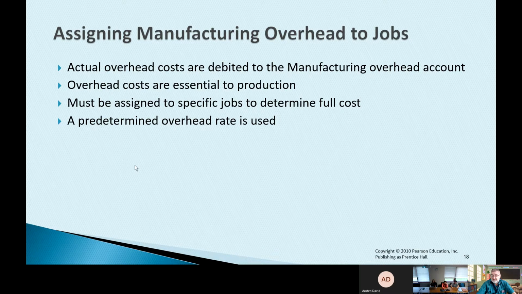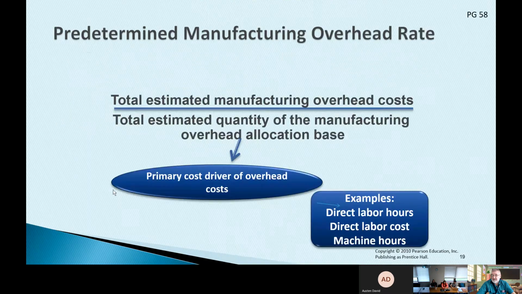Okay. It must be assigned to the specific job to determine the full cost. And there's a process for determining how we assign it to the jobs, and it's called a predetermined overhead rate. Okay, here's where I'm fixing to make your head spin. I'm trying to figure out how we get this predetermined overhead rate. So a predetermined overhead rate: total estimated manufacturing overhead costs.